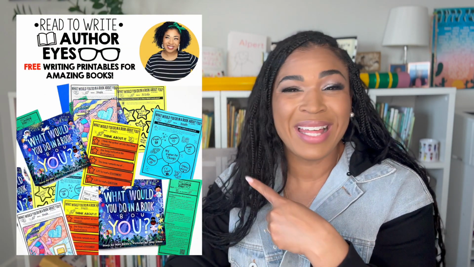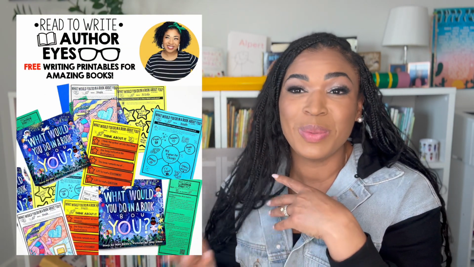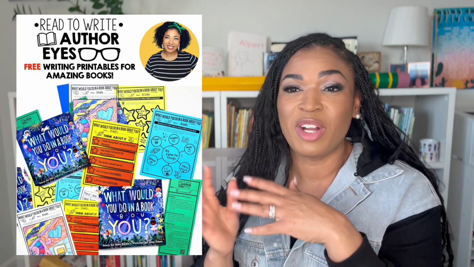And then finally, I like to open with this one. It's called What Do You Do in a Book About You? And it's a really great book that students can study. And so all of those books have different things that students can notice and pull out. It gets them in the mindset of using author eyes and pulling different craft moves and strategies that they see in published pieces of work that they can bring into their own writing.